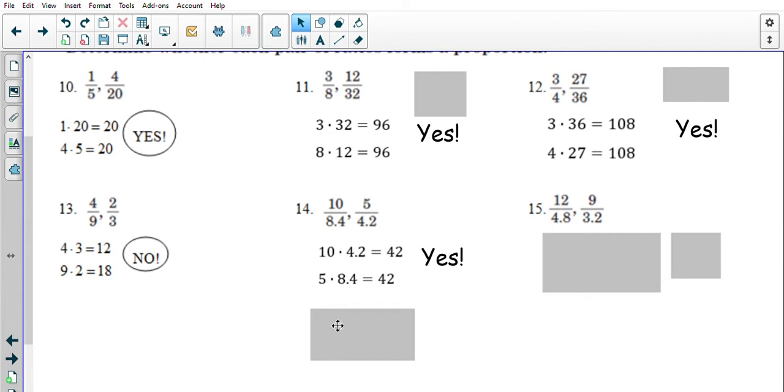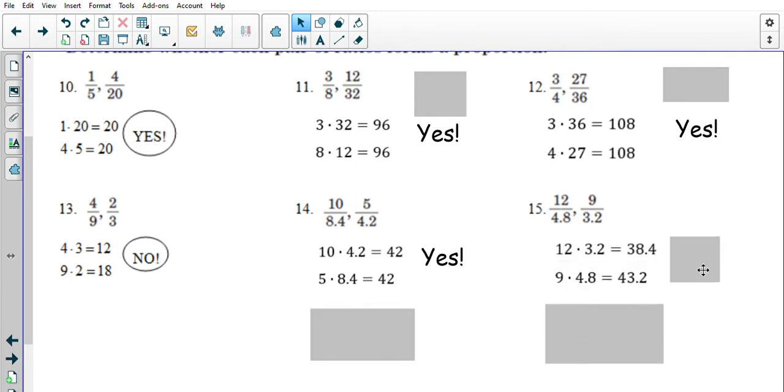So number 15 here is number 13 on your paper. We're going to do 9 times 4.8 and 12 times 3.2. Those cross products are not equal. You had to figure out there would be at least one of these that we did that wasn't going to form a proportion. This is that example. 12 times 3.2 is 38.4, and 9 times 4.8 is 43.2.